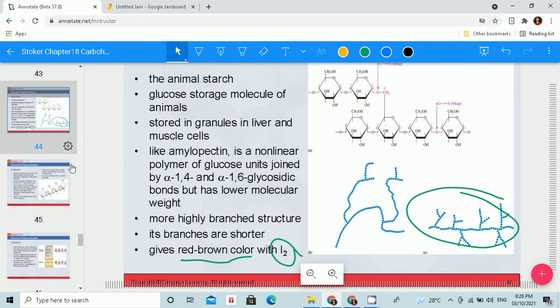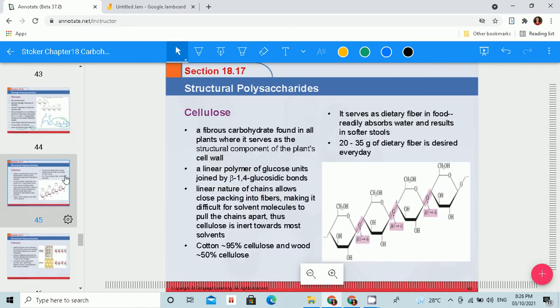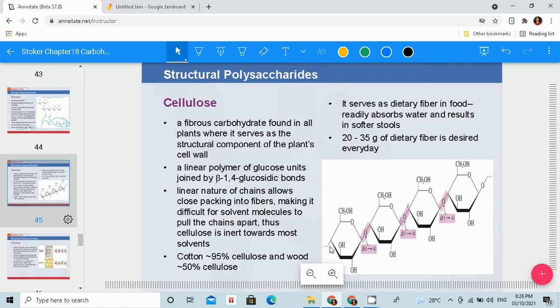And then we also have cellulose. Okay, cellulose. Let's go to a structural polysaccharide. So glycogen and your starch are storage polysaccharides. This time we have our structural polysaccharides. When we say structural, of course, it gives structure, it gives shape to both animals and plants. So we have cellulose.